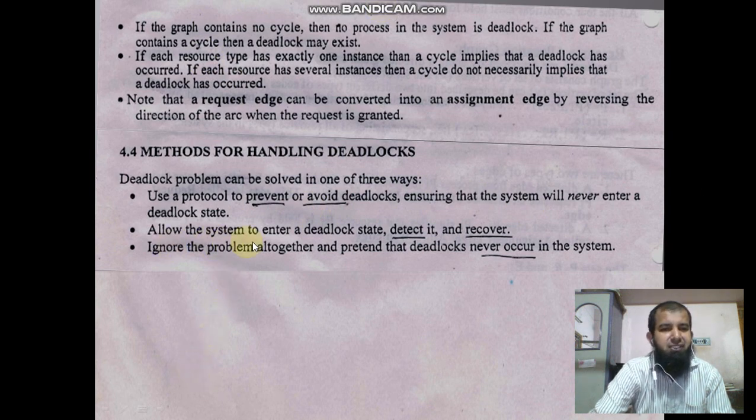Second, allow the system to enter a deadlock state, detect it and recover from it. Suppose the system enters a deadlock state; you just detect the deadlock and recover it. Third, ignore the problem altogether and pretend that deadlock never occurs in the system. Clear, no?